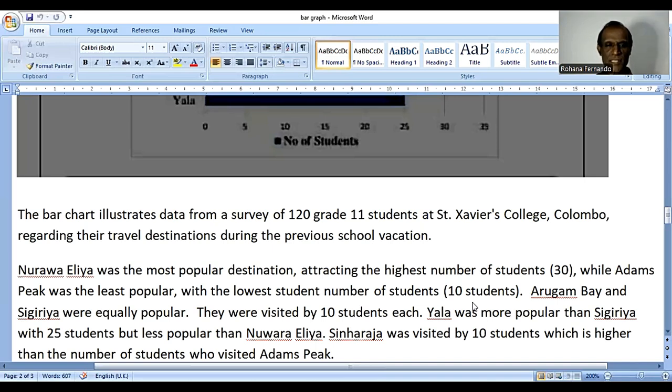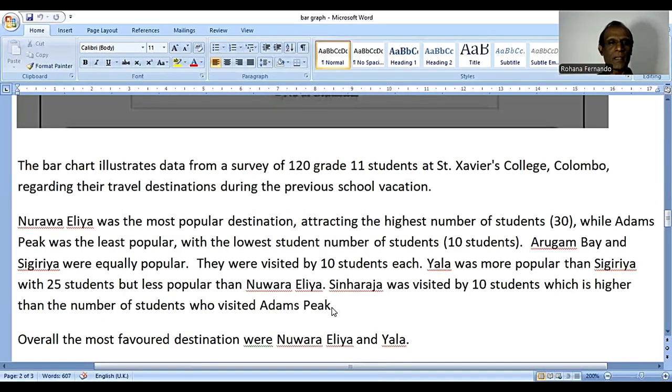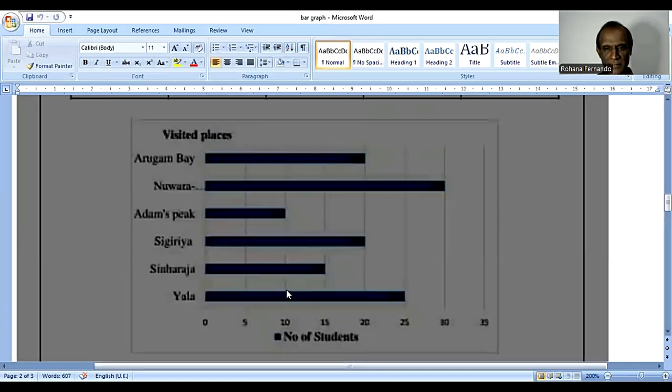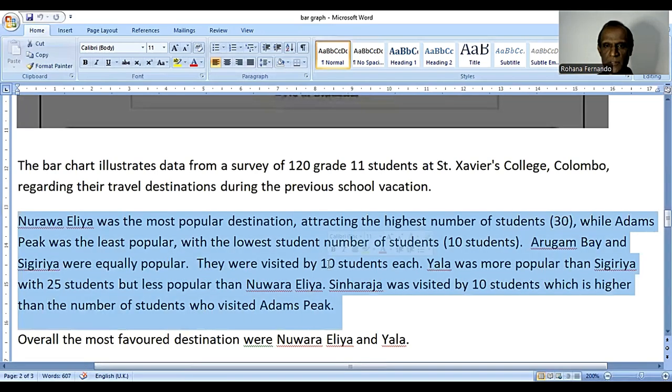Arugam Bay and Sigiriya were equally popular. They were visited by 20 students each.